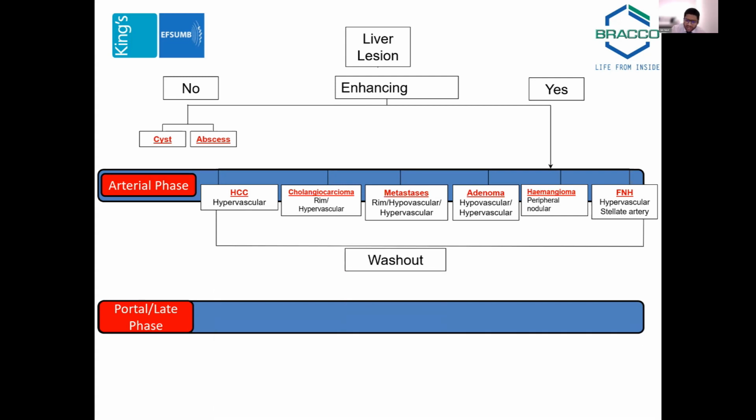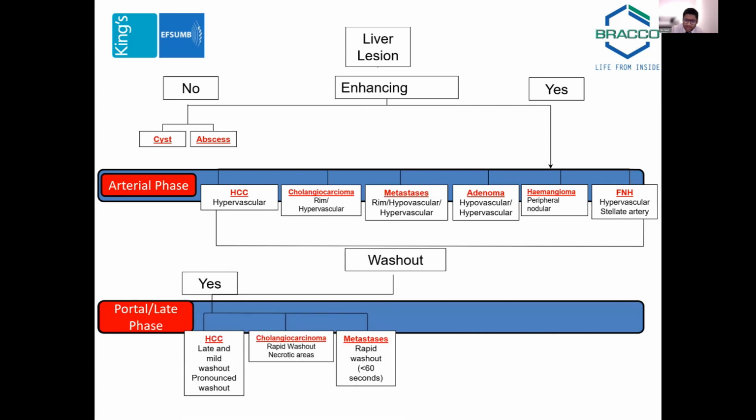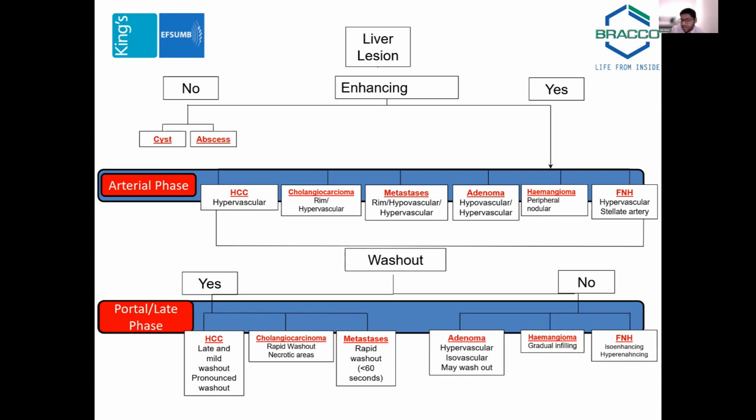But actually, it's often easier to look at the late phase first and look at the washout. By washout, we mean, is it less enhancing than the adjacent parenchyma? If the answer is yes, you think about HCCs, cholangiocarcinomas, metastasis. And if the answer is no, think about adenomas, hemangiomas, FNHs. Now, this is a rule of thumb. There is some overlap, but as a general rule of thumb, it works very well. And what you may have noticed: the answer yes to washout suggests malignancy. The answer no to washout suggests a benign lesion. And that's why it's useful to look back and work backwards from the venous phase back to the arterial phase.